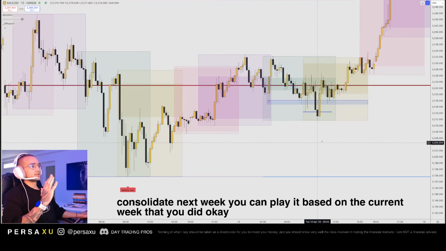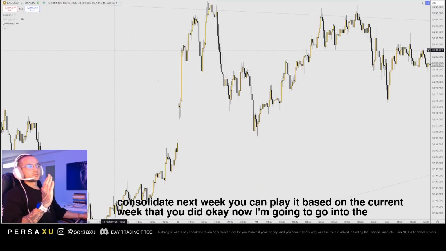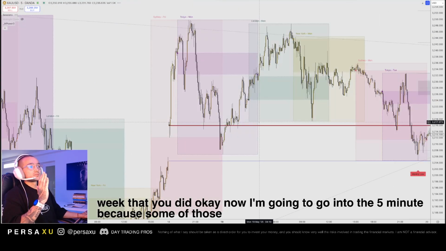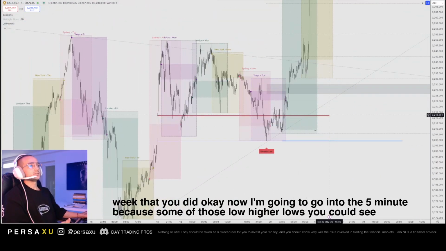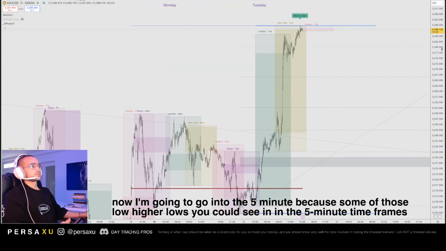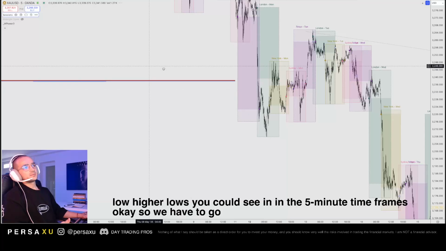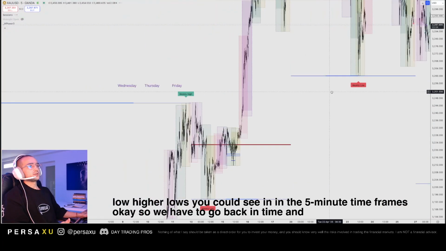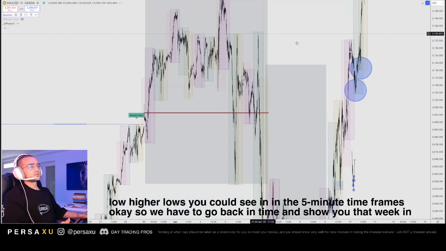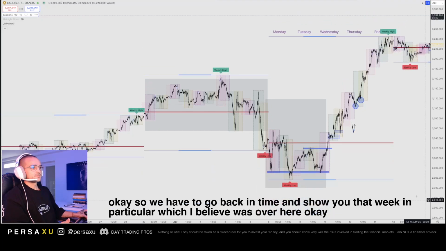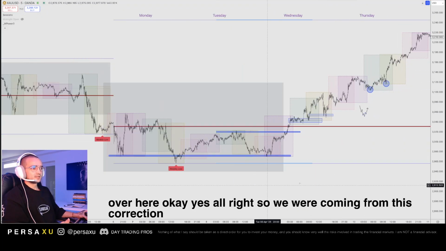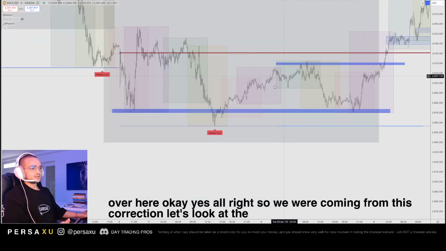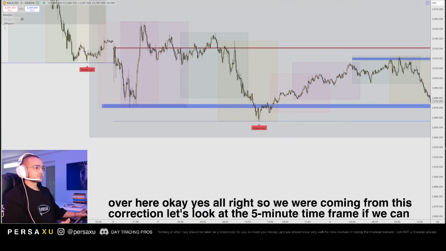Okay. Now I'm going to go into the 5-minute, because some of those higher lows you could see in the 5-minute time frames. Okay, so we have to go back in time and show you that week in particular, which I believe was over here. Okay, yes. All right, so we were coming from this correction. Let's look at the 5-minute time frame, if we can see one of the structures that I'm talking about.